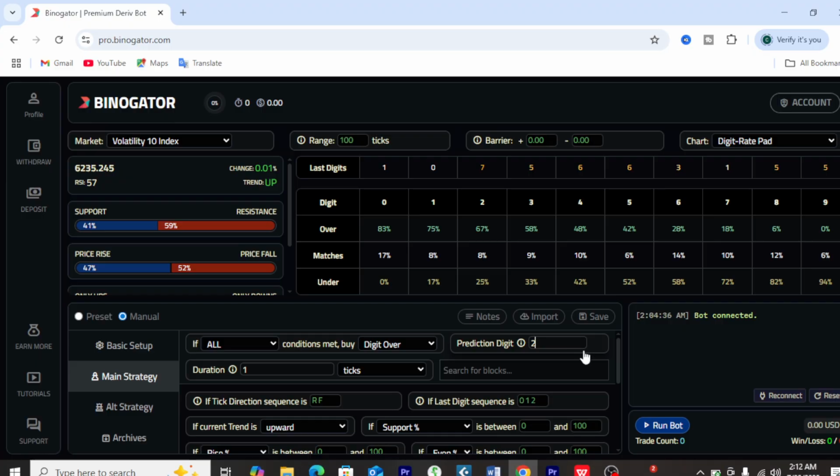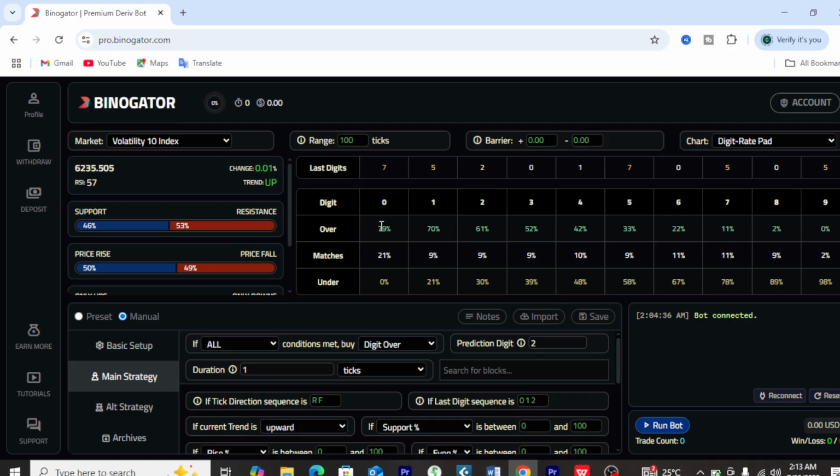So the logic behind the strategy I'm trying to automate now is this. I'm trying to set the prediction digit to 2. So after setting the prediction digit to 2, I'm trying to say that I'm buying digits over. So I'm trying to say that whatever the market is going to bring out, the last digit of the market is going to be over 2. So these are 0 and 1 here. There is over, there is matches, there is under. So this indicator has over, matches, and under.